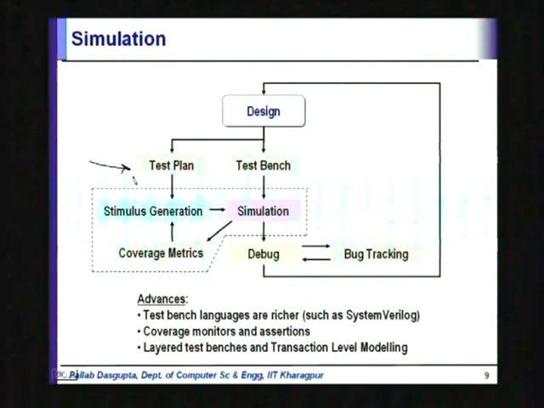Now, when we are actually running the test bench, we need to make sure which of those tests have been covered, right. So, how is this test plan used? It is used to generate the stimulus. Okay. Now, what is this stimulus? These are those tests which the test bench will drive into the simulation. So, from the test plan to stimulus generation is today mostly a manual step.